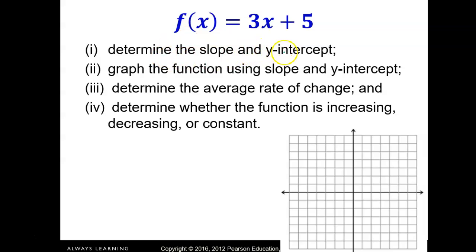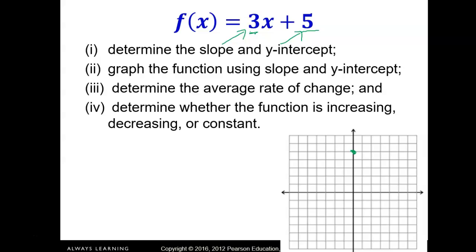So we can answer a bunch of questions on these. Determine the slope and the y-intercept. Since y, or f of x, is by itself, we know this is the slope and this is the y-intercept. So the slope is 3 and the y-intercept is 5. Then we can graph using the slope and the y-intercept. Plot the y-intercept first. So this is positive 5, 1, 2, 3, 4, 5, 3 dots there. This is linear, 2 points are enough to graph linear.